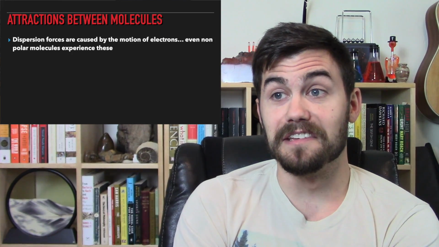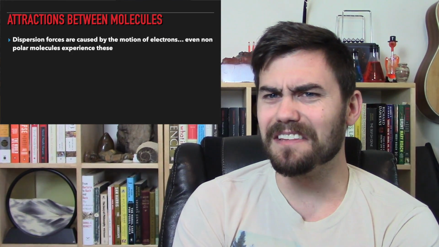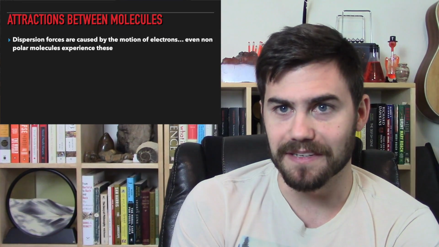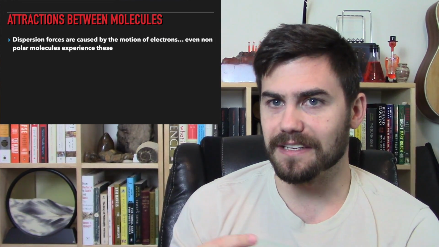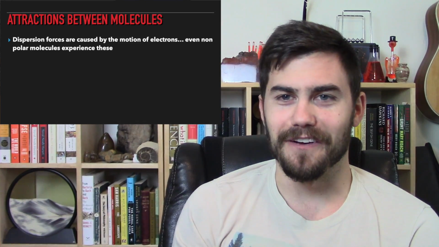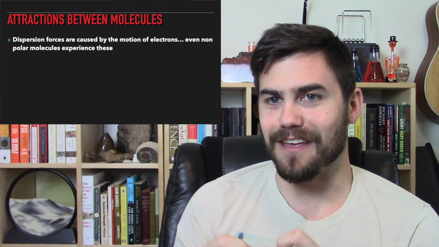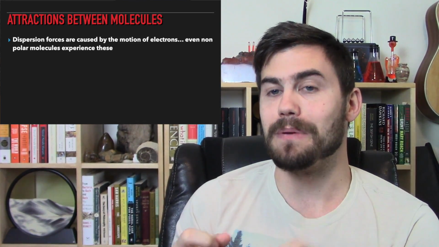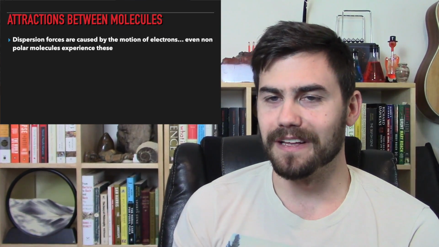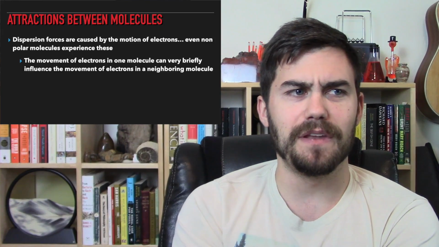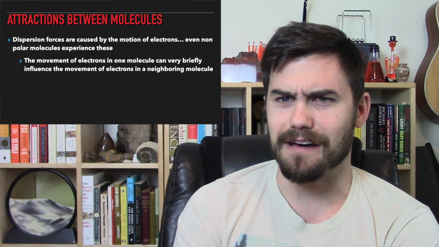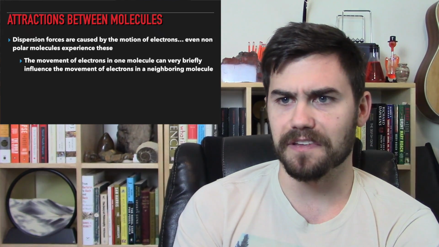There are what are known as dispersion forces, and these are caused by the actual movement of the electrons. Now again, electrons are very complicated, but you can think of them as moving around and being in different places. Really, it's just a probability function of where they are. But not all polar molecules have these dispersion forces.